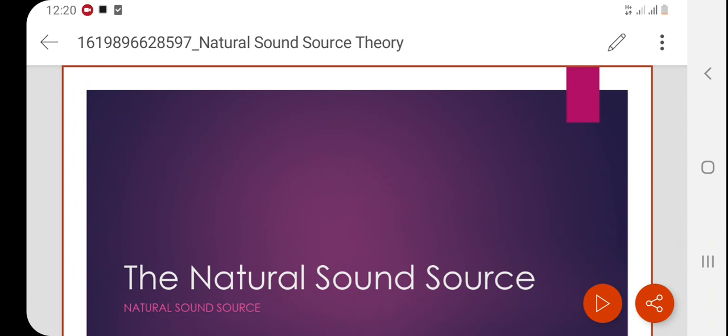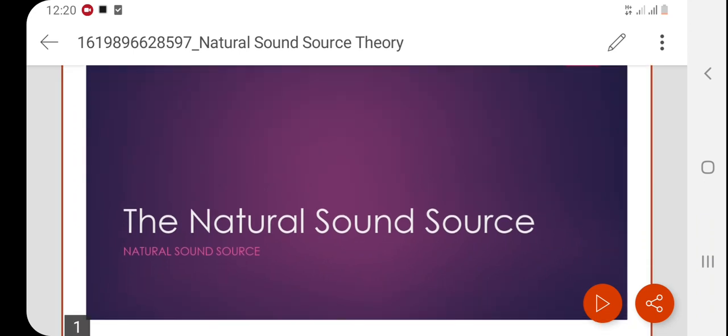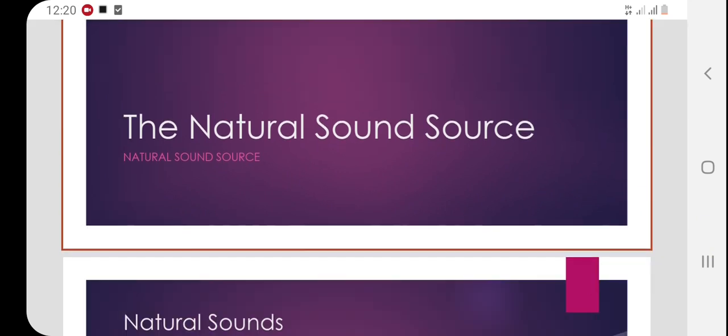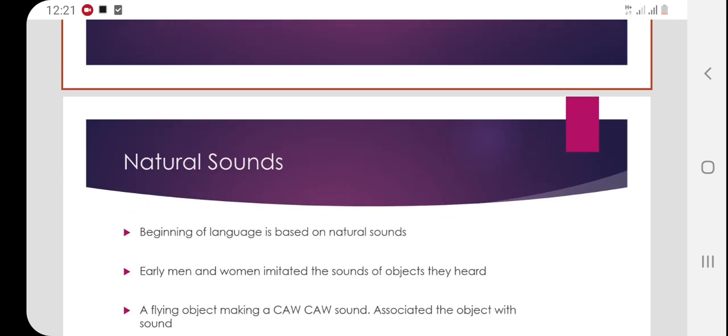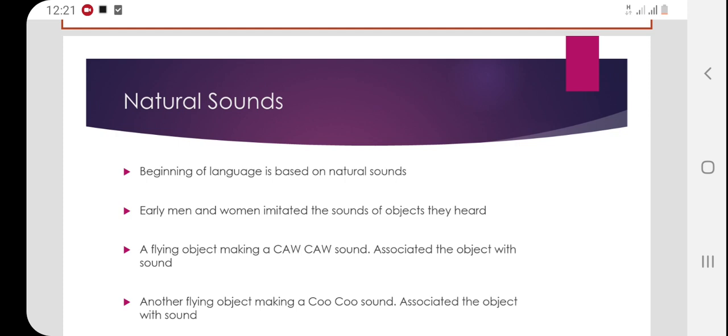It is also about the origin of language, that is, how the first language and first words were created. So this is another source after the divine source. Now we are discussing the natural sound source. The natural sound source is based on natural sounds that we make in different situations.